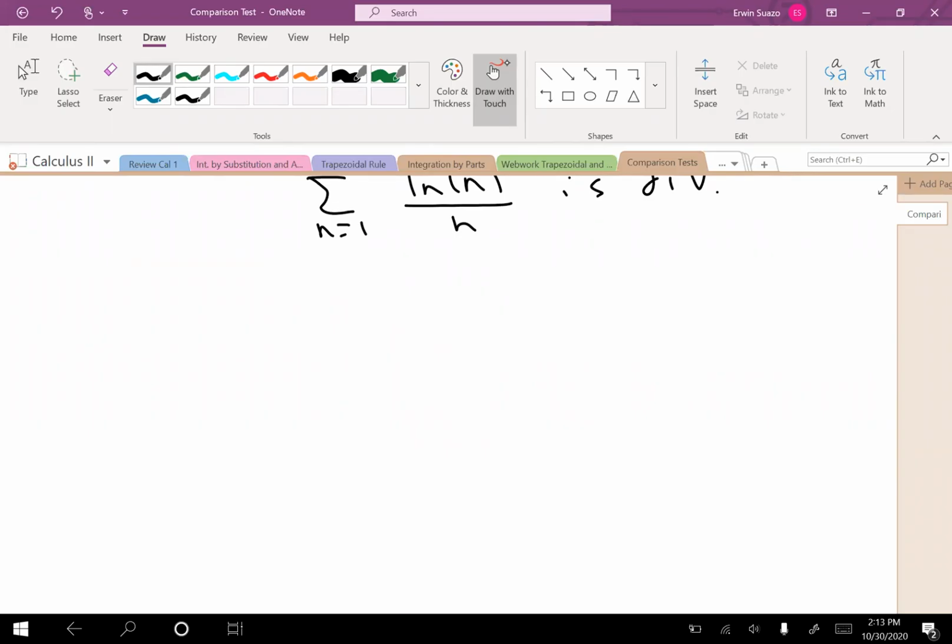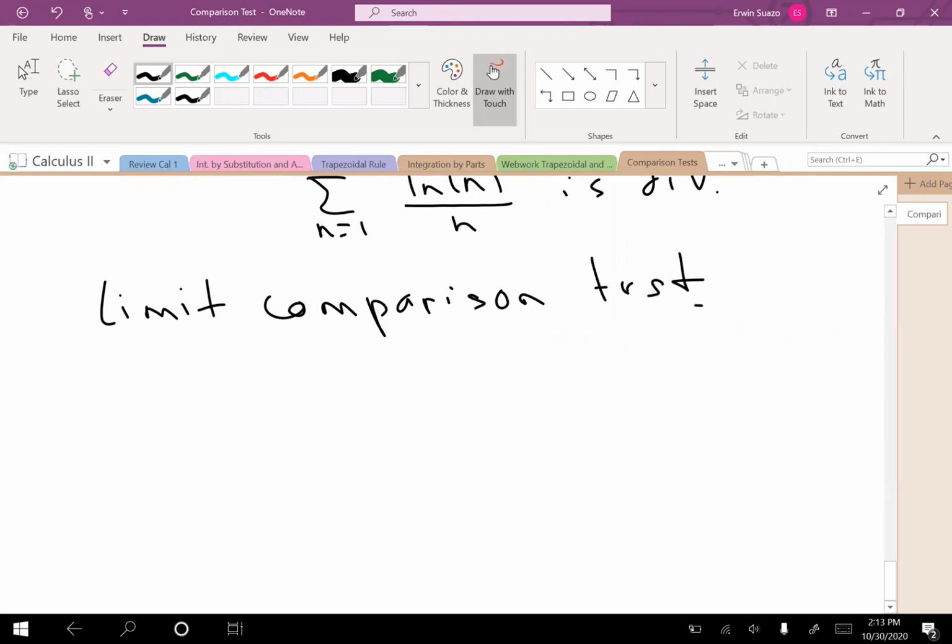So there is no choice here. If you are good at integration, use the integral test, and hopefully it will work. If you are good at limits, this will be very useful. It's called the limit comparison test.